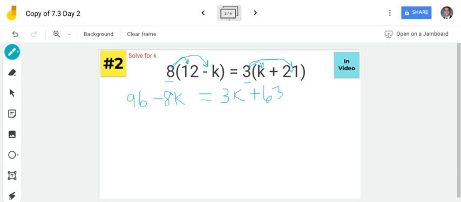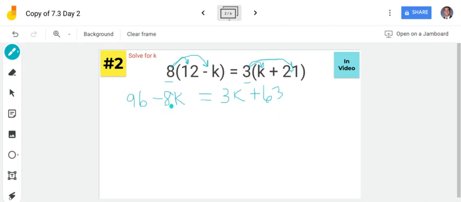Step 2, combine like terms. I look left. I have these two terms. They're not like. After I look left, then I look right. These two terms are also not like terms. So I can't do step 2. Step 3, get the variable on one side. How about we get the k on the right side so that the k term will be positive?